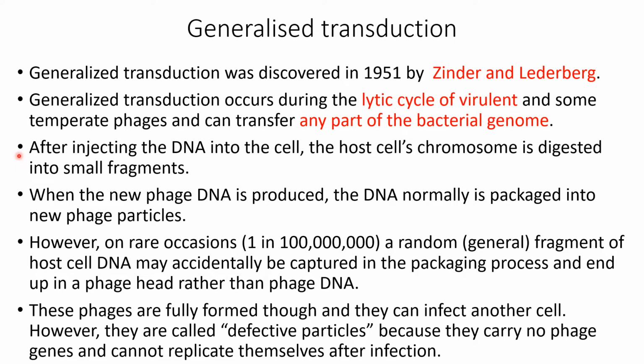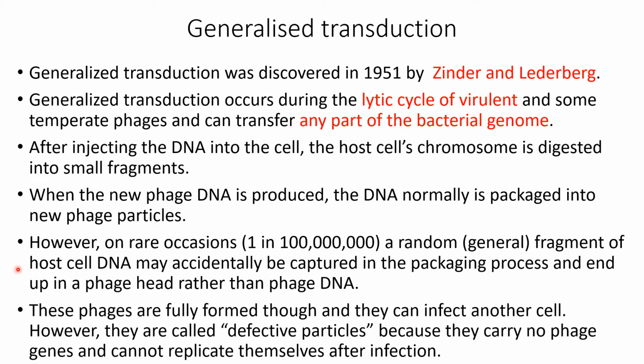So what happens during generalized transduction is, after the phage injects the DNA into the cell, the host cell chromosome is digested into small fragments. This happens in any lytic cycle, right? Once the phage DNA enters the bacterial cell, what it first does is break the host cell DNA into small fragments. Now in the second stage, when the new phage DNA is produced, the DNA normally is packaged into the new phage particles. This you have already seen in the lytic cycle, where the viral DNA is packaged into the viral head to give rise to new progeny phages, right?